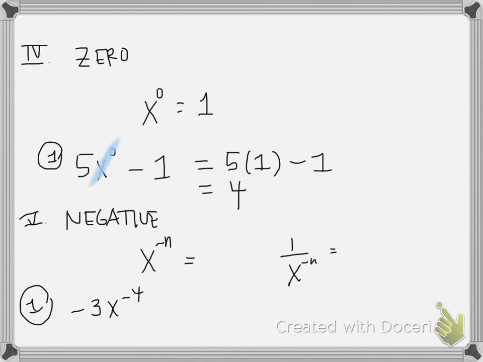Negative exponents: anything raised to a negative exponent can become positive by moving it. Okay? So if it's in the denominator, you can move it to the numerator. If it's in the numerator, you can move it to the denominator. So here's this example. The only thing that has the negative exponent is going to be that x to the negative 4th power. So we're going to keep the negative 3 in the numerator, and we're going to move that x to the negative 4 to the denominator. Okay?